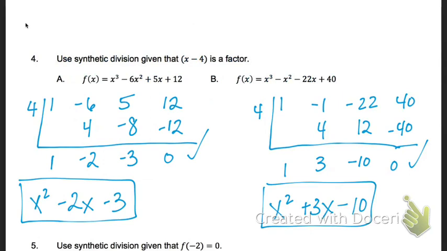Okay, so for number 4, it's saying x minus 4 is a factor, so x equals 4. Then using synthetic division, you should have gotten both of these answers. Any questions about these?